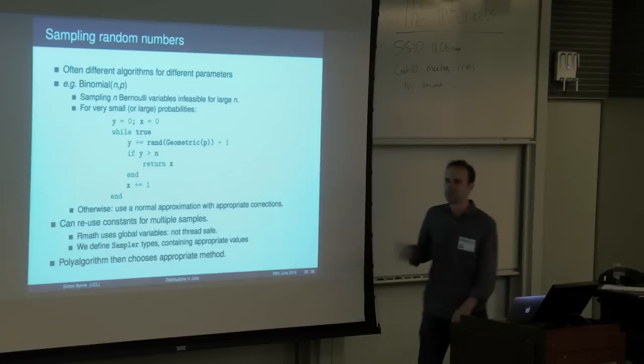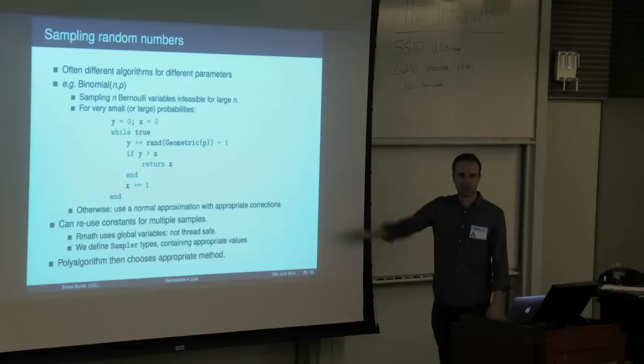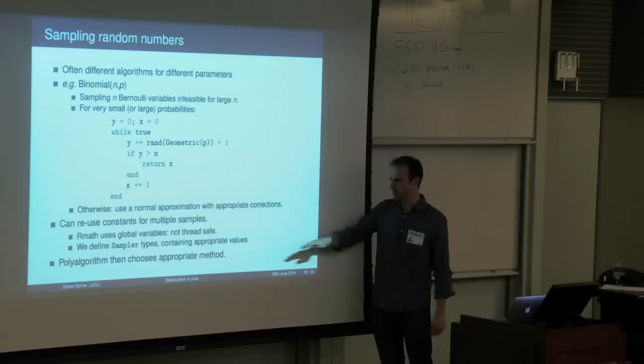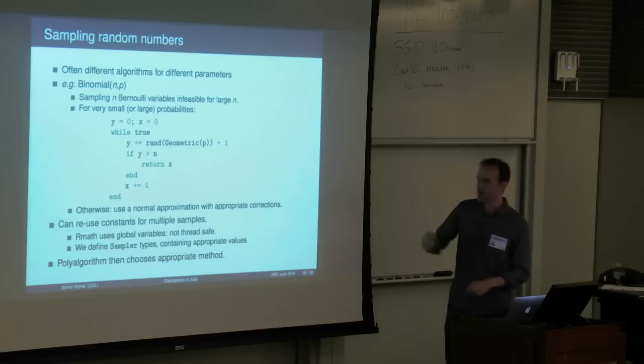So if you're trying to run this on two different threads, you get some weird interaction, and you might not get any samples. And you're never actually going to be able to debug that, because debugging random number generators is not fun. So basically what we end up doing is defining sampler types which sample from those distributions, and then have some sort of poly-algorithm which selects the appropriate sampler based on the range.